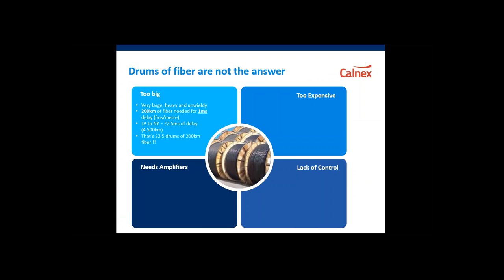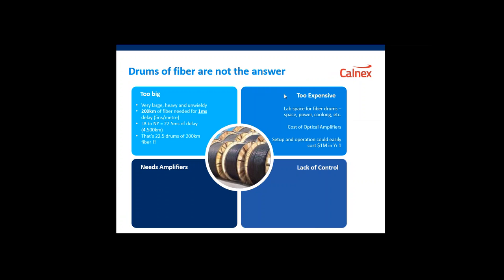You will see later on that networks can actually introduce, even at 100 gig, tens of milliseconds of delay to a packet. Tens of milliseconds of delay would, for example, from LA to New York, just the fiber delay alone, 22.5 milliseconds, would require 22.5 drums of 200 kilometer fiber.